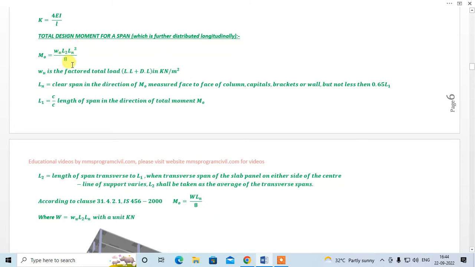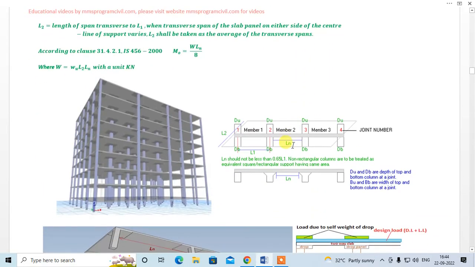So when you replace W by this, then you get this formula, M0 is equal to W L2 Ln square by 8. W is the factored total load in kN per meter square. Ln is the clear span in the direction of M0, measured from face to face of column, capital, bracket or wall, but not less than 0.65 L1. Okay, this is very important. Your Ln should not be less than 0.65 times L1, right? L1 is the center to center distance between the columns.